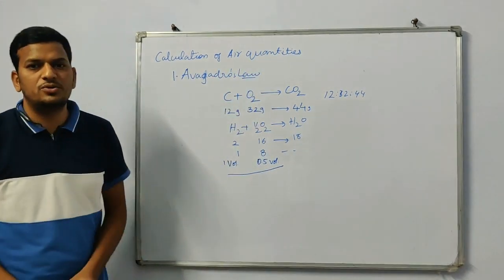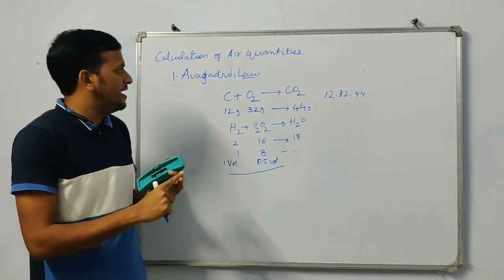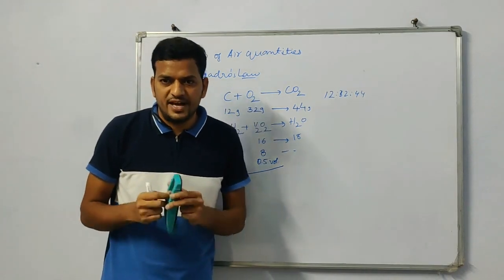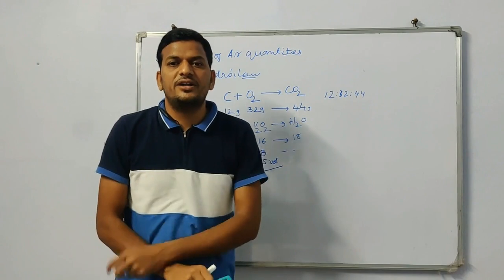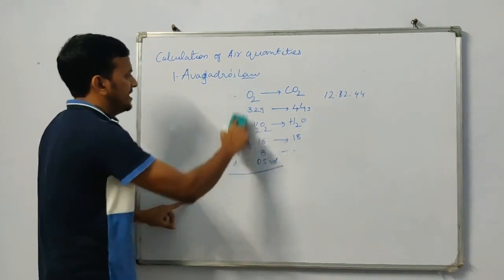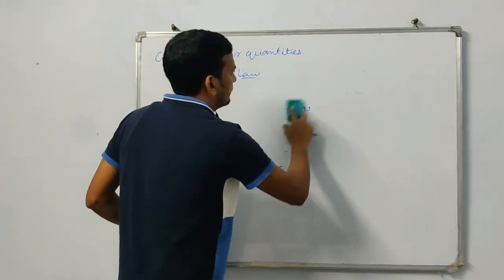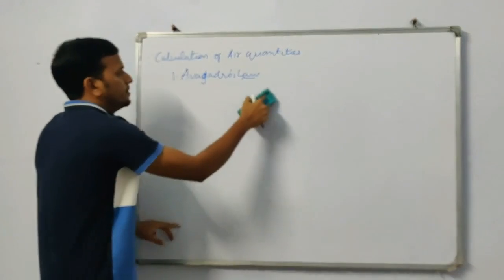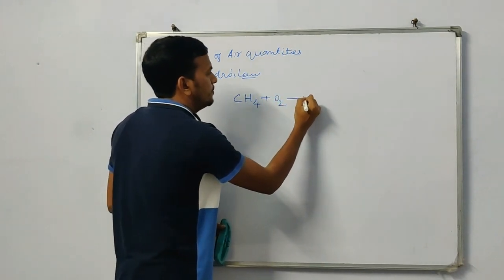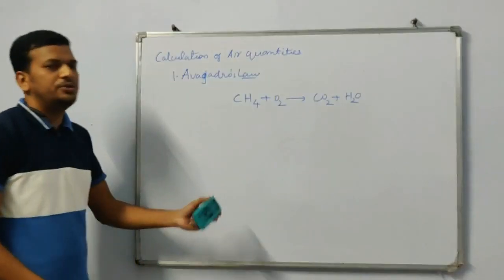Avogadro's law. According to Avogadro's law, equal volumes of gases under similar conditions of pressure and temperature possess an equal number of moles. Say, for example, let me consider one gaseous fuel like methane. Please remember this: any hydrocarbon on combustion with oxygen will produce only two products, which are carbon dioxide and water. Only thing is, you need to balance the chemical reaction.